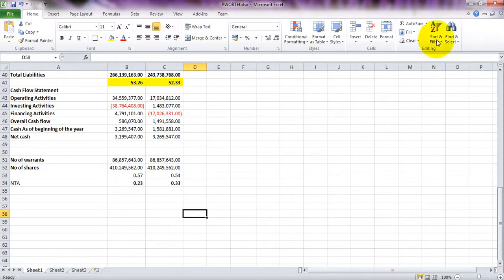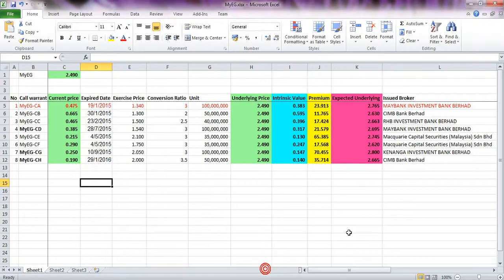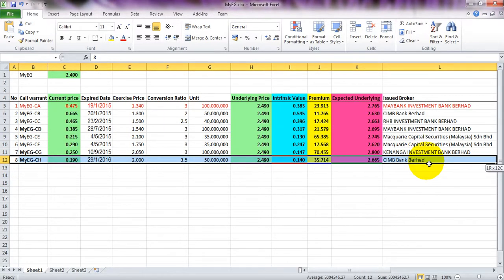Just hold on a while. So I'm going to close this one, and I'm going to open the MYEG. I'm just wondering, are you aware or not, I did share this in the Chinese post, the Chinese video. So on last Friday from morning until 2:30 something, this stock is an opportunity to make some big money.